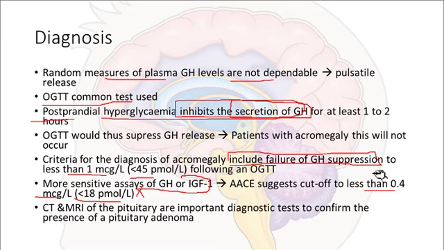In other words, if it's more than 0.4 micrograms per liter and more than 18 picomoles per liter, that generally tells you that there is no suppression of the release of growth hormone. CT and MRI are important diagnostic tests of the pituitary to confirm the presence of a pituitary adenoma.